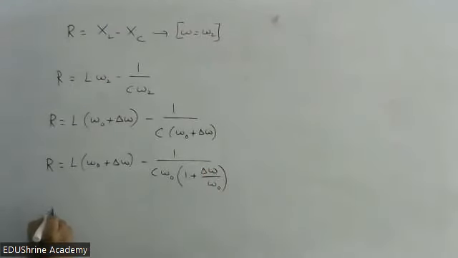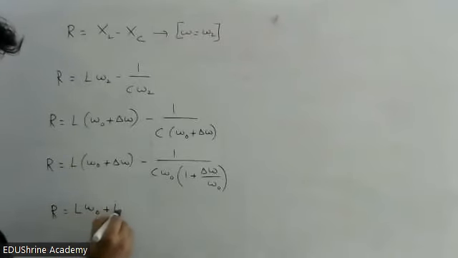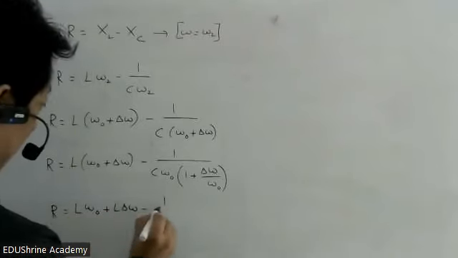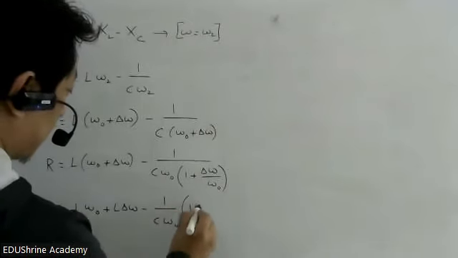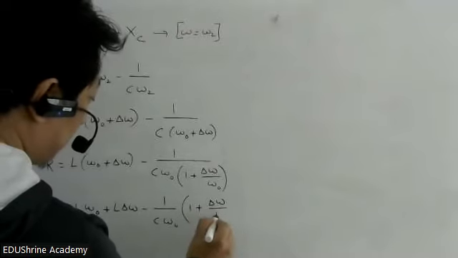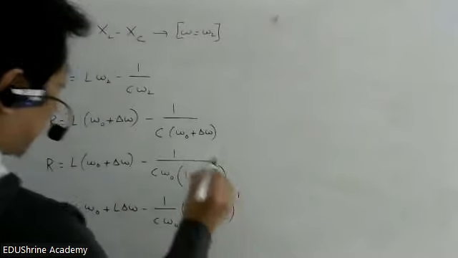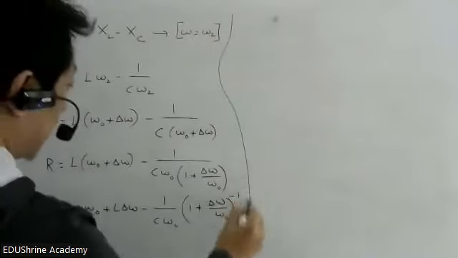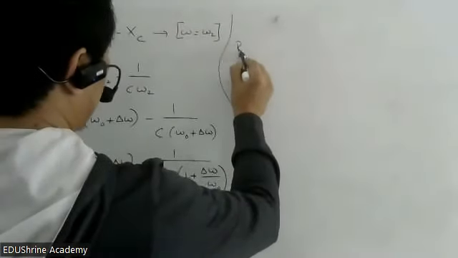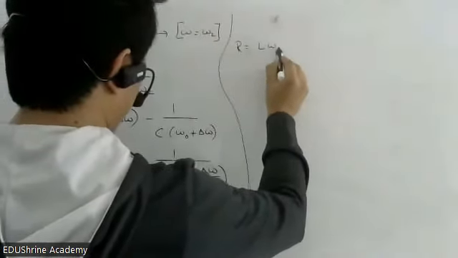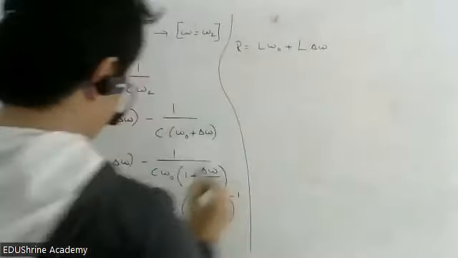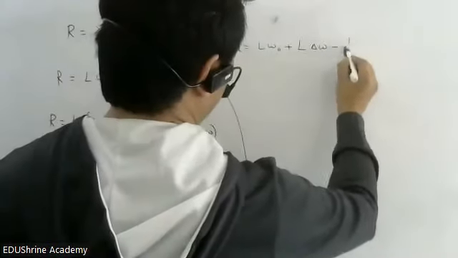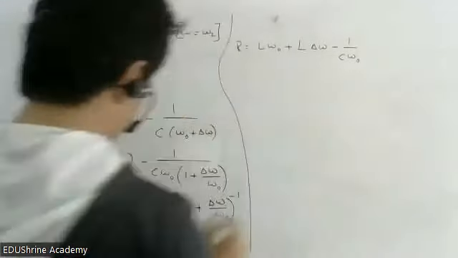Check once, then L omega naught plus L delta omega minus 1 by C omega naught. Take this in the numerator: 1 plus delta omega by omega naught minus 1. That will now give me R equals L omega naught plus L delta omega minus 1 by C omega naught.